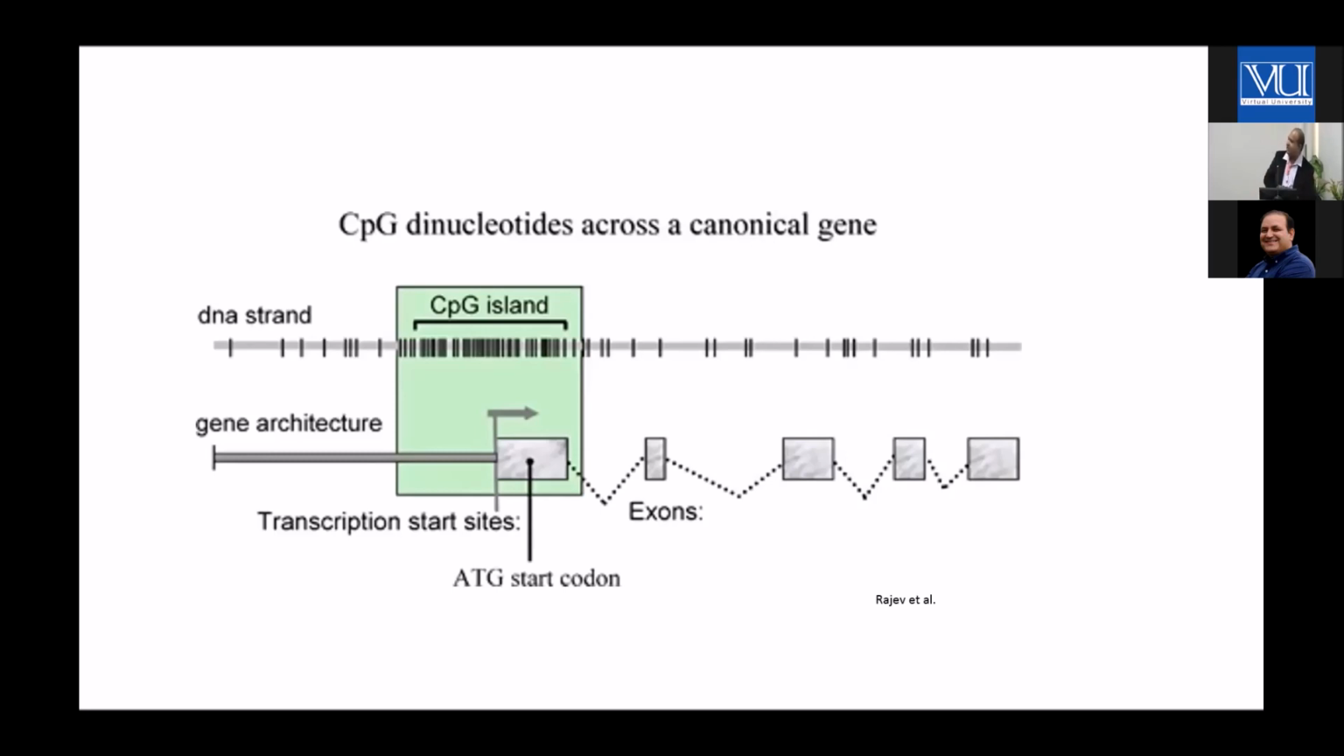Anyway, you can see there that around the 5' end, the TSS, transcription start site, in the promoter region there is accumulation of the CpGs, and we call them the CpG islands. Fine.